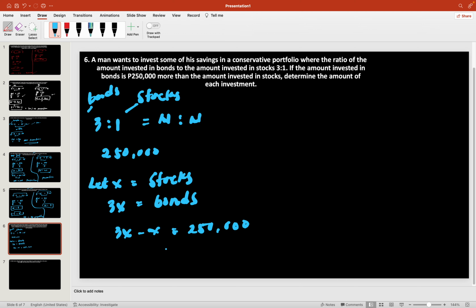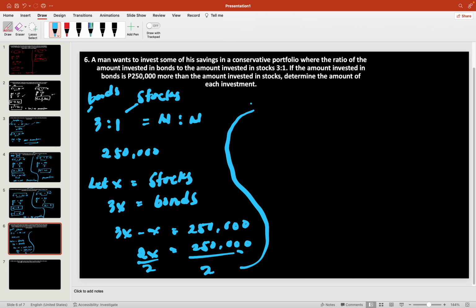Okay? So, gawin lang natin yung solution. 3x minus x is equal to 2x is equal to 250k. To eliminate yung 2 natin dito, divide both sides by 2. Then, we have, cancelled out lang natin. x now is equal to 125,000.